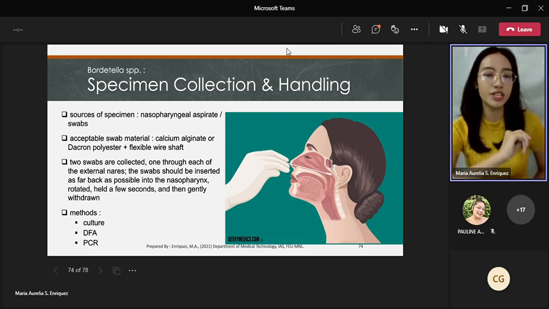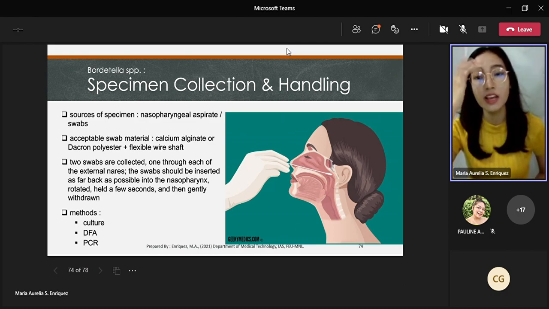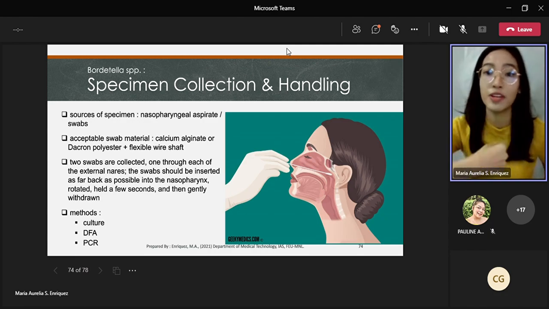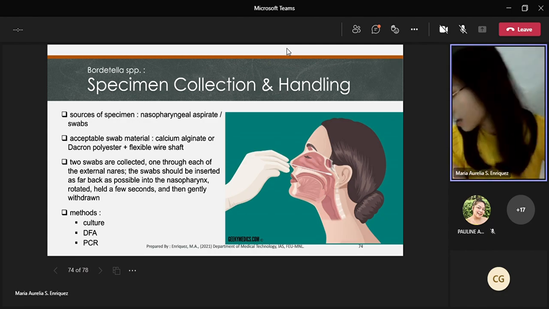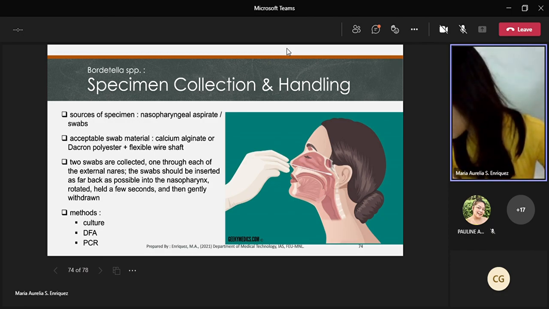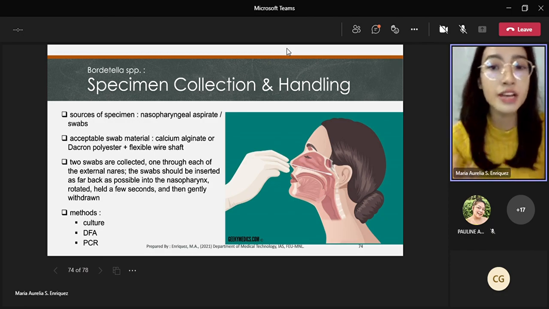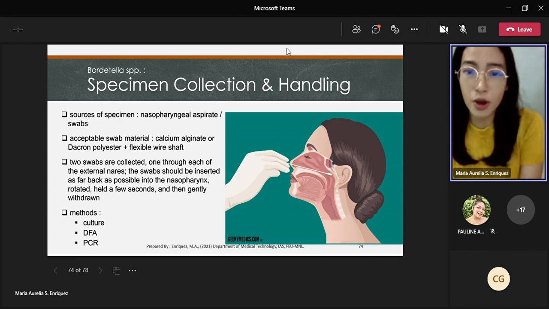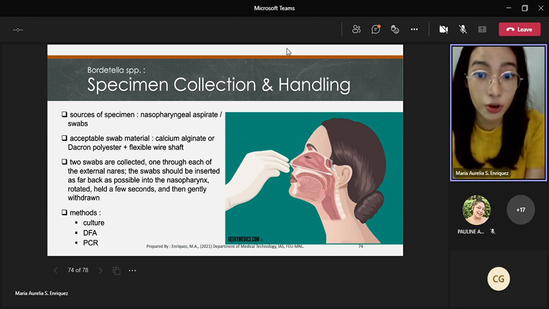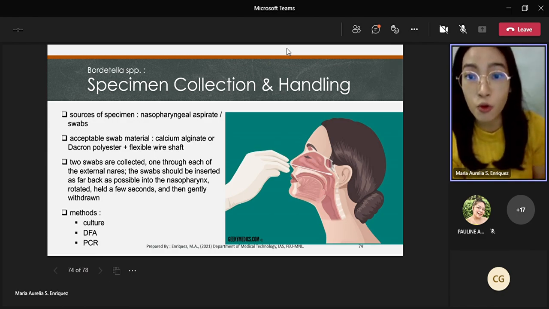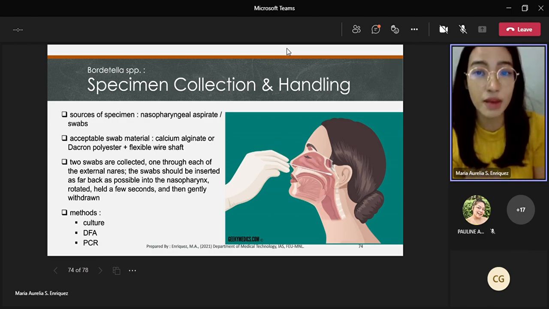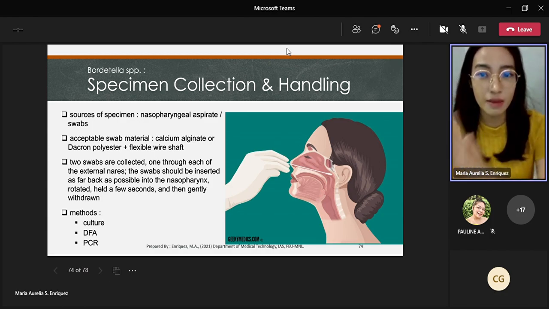All right, let's now proceed to specimen collection and handling. Sources of specimen are nasopharyngeal swabs using only either calcium alginate or Dacron polyester swabs. All right, so take note though that these samples may only be used in culture. Okay, so studies show that if PCR is to be performed using the same calcium alginate swabs, the organism was inhibited. So please keep that in mind.